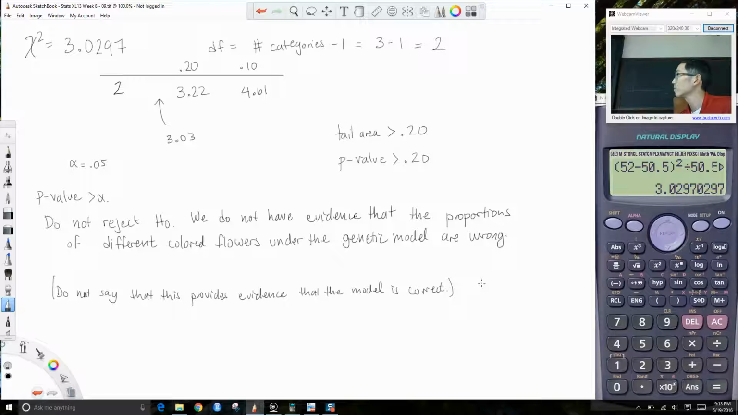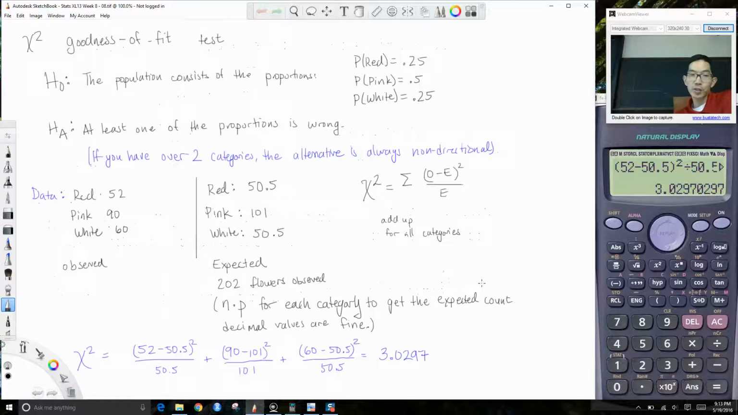Yes? So it's just to say that your expected proportions, right? When you're saying the proportions of different colors. Yeah, your expected proportions. So it's just basically we're not rejecting the null hypothesis. The null hypothesis says that the population consists of these proportions. All we're saying is that we don't have evidence that these hypothesized proportions are wrong. Okay?